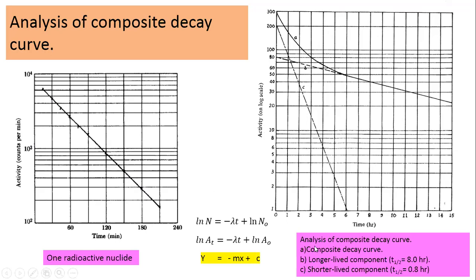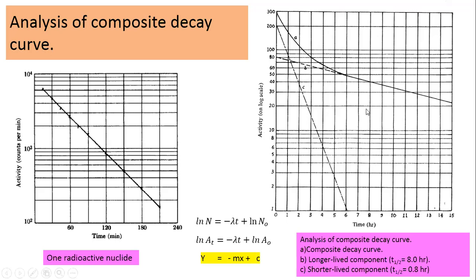So let's see what happens with the composite decay. That means more than one nuclide is present. This is the first line, shown by the A. This is the composite decay curve. This curve indicates that more than one nuclide is present, because if only one nuclide were present, you would only get a straight line. Now the question is, how can we analyze whether there are two radioactive nuclides or more than two?